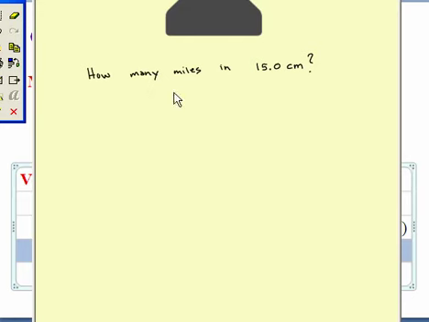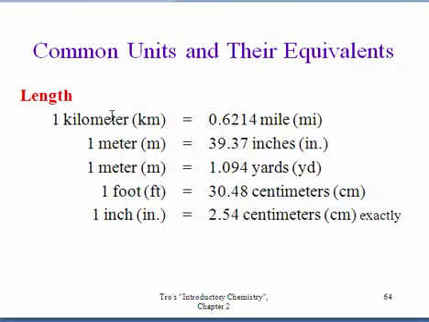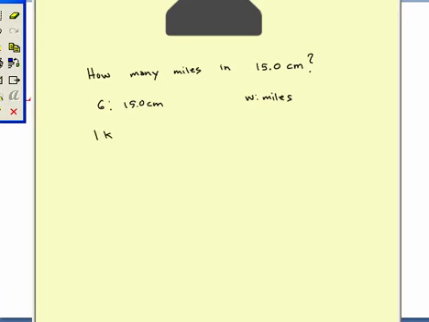Let's look at this example: how many miles in 15.0 centimeters? Our given is 15.0 centimeters, and our wanted is miles. So we are going between metric and English, so we're going to need to look at our table here to get some values to help us out. Here we have 1 kilometer is 0.6214 mile. That will get us from metric to English.